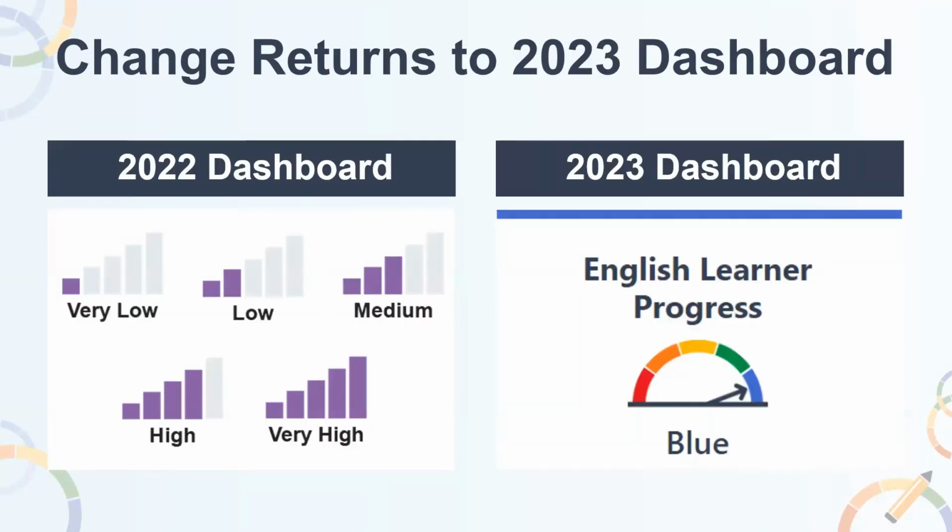On the 22 dashboard, we reported status only and it had only one color, purple. The 23 dashboard has status and change, colors, blue, green, yellow, orange, red, the incorporation of the summative alternate LPAC into the LP, and the incorporation of the no progress methodology for the LPAC participation rate, and 5 change levels.